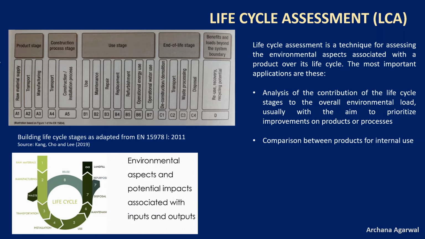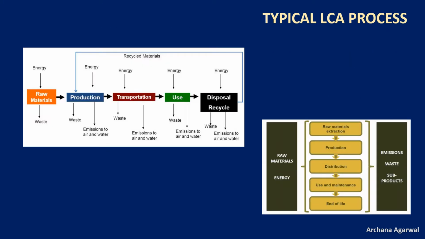Among all these parameters, GWP, that is global warming potential, has been chosen as the indicator for comparison of GRIHA registered project with GRIHA benchmark. It is among the most popular measure of project performance as it aligns best with the international efforts of cutting down GHG emissions. This is a typical life cycle assessment process.